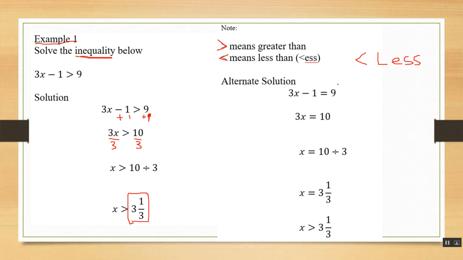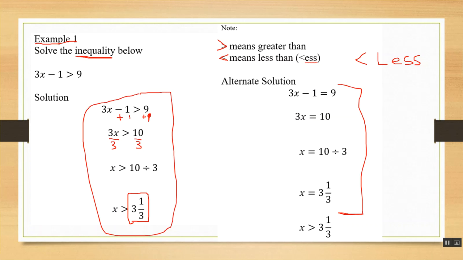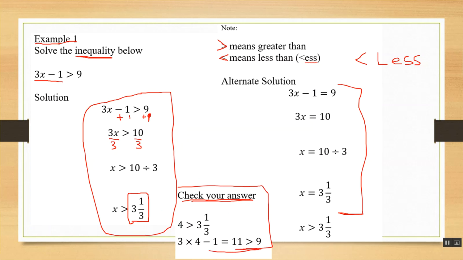You could solve it like a regular equation and then add this step at the end, but hopefully everybody understands this way. And it's always a good idea to check your answer with equations and inequations. So 4 is greater than 3 1/3, and does that actually work? So back up here, 3 4s are 12, minus 1 is 11, and 11 is greater than 9. You won't really get marks for doing this part, unless it says so, but you know that you'll have the right answer if you do that.